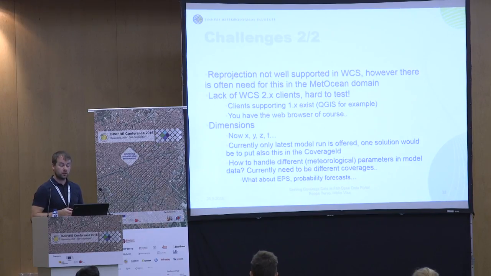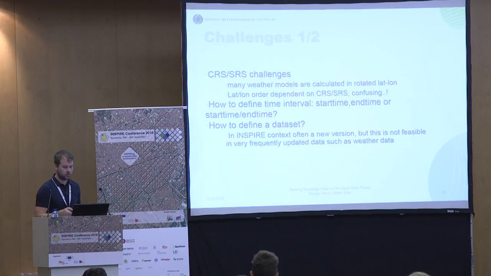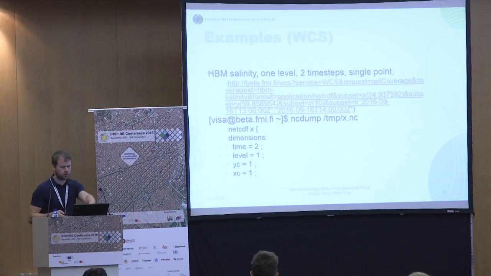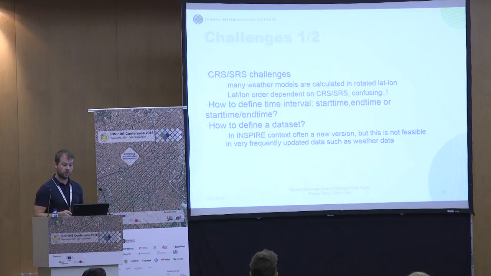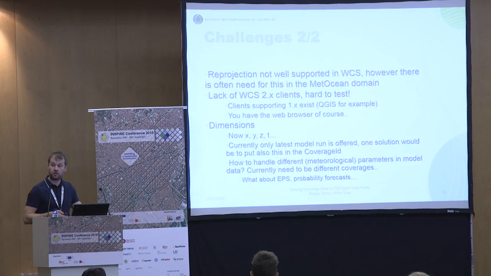Then the dimensions. Okay, we have now X, Y, Z, T, which you can do slicing and trimming. But then there's the question of parameters, for example, meteorological parameters, temperature, and so on. Currently, I think the schema doesn't allow putting those as a dimension, so you couldn't slice and trim. So now, if I go back to one example, we have, for example, coverage ID HBM salinity. So in the coverage name we have the meteorological or marine parameter. But I don't know if this could be a dimension at some point, maybe.